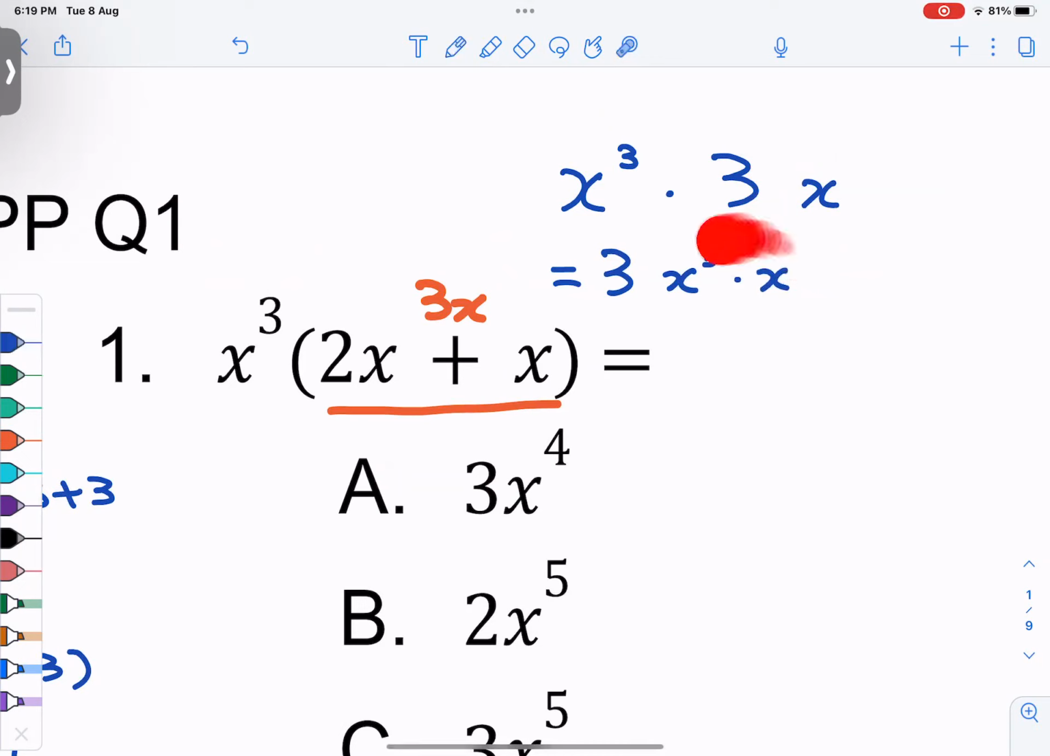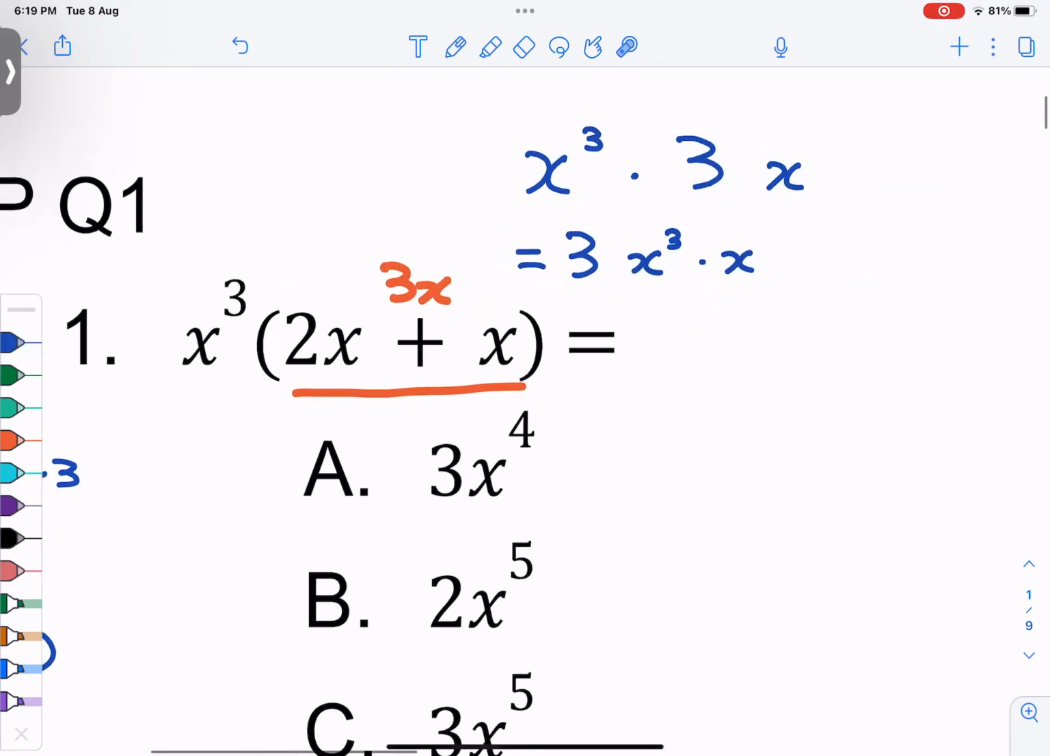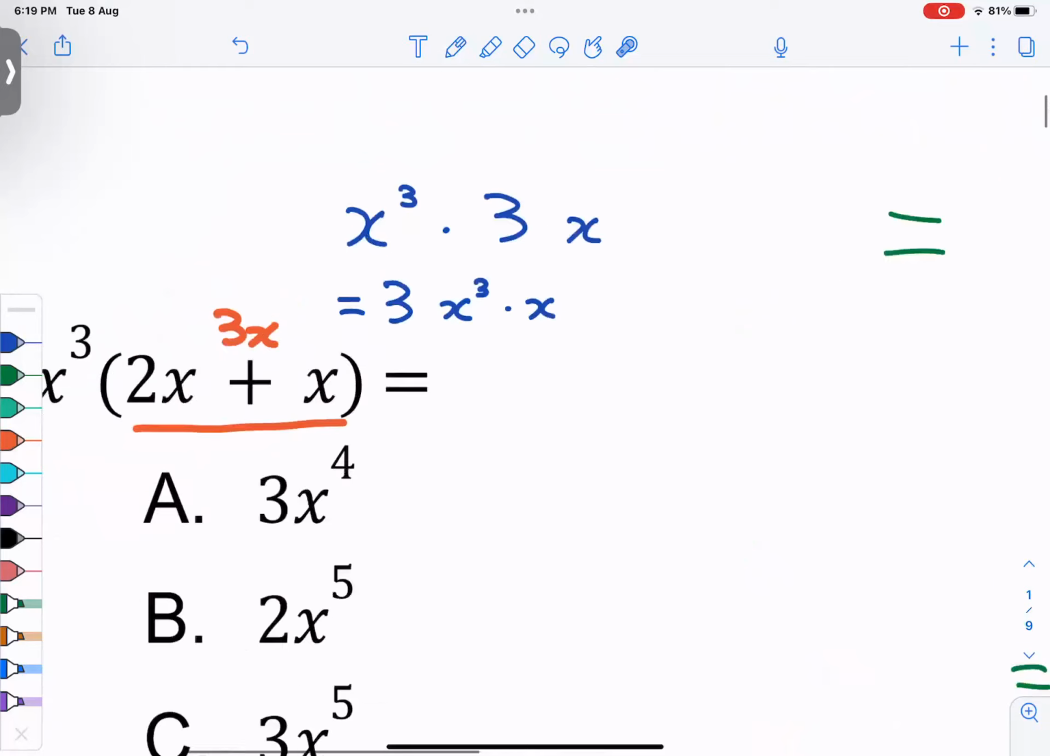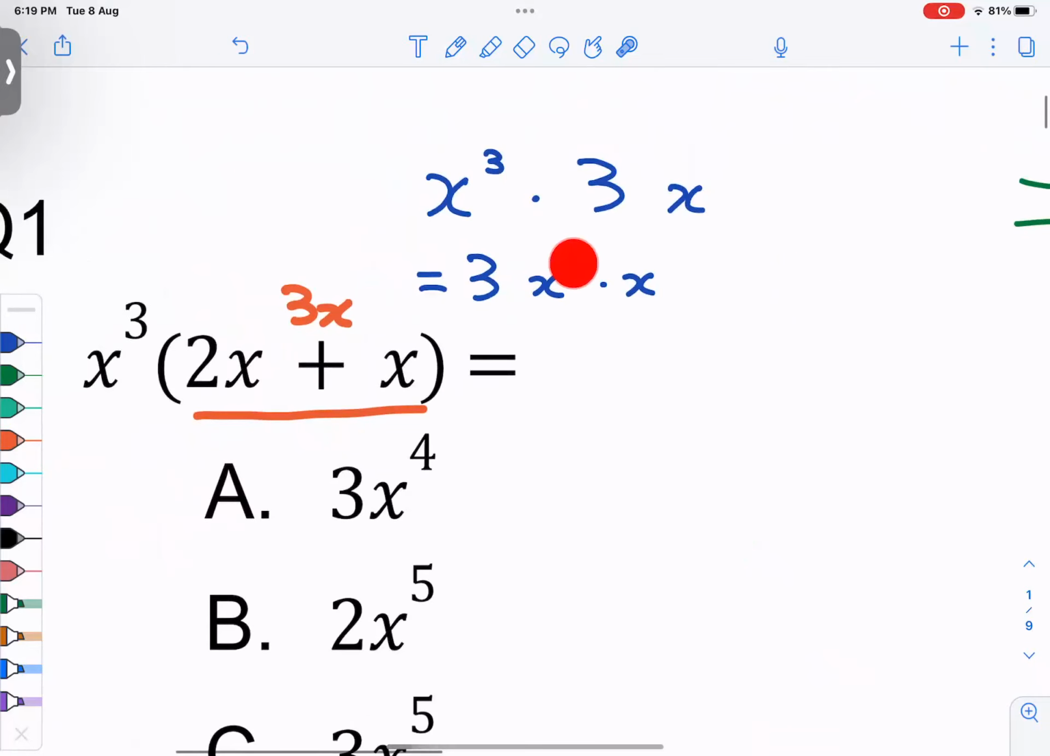Can we further simplify the x's? They're having the same base. If the same base, inside there's a multiply, what do we do with the power? Add it up. Yep, that's good. So we have 3 here. How about for here? How many powers do we have?